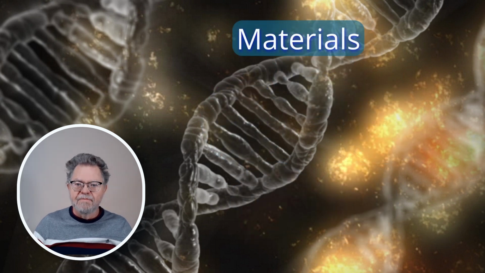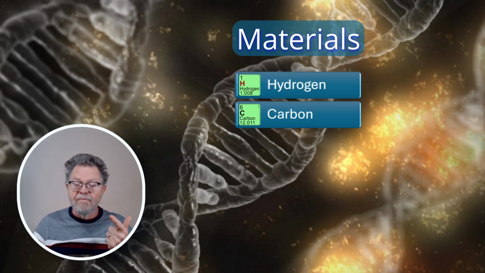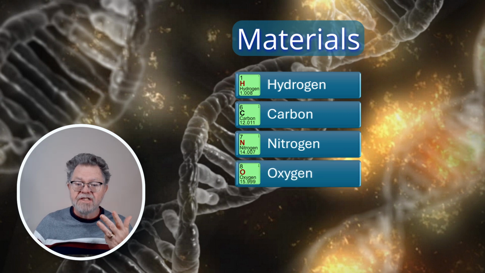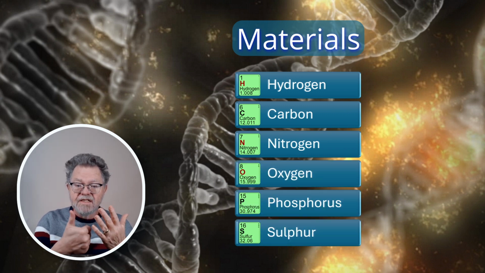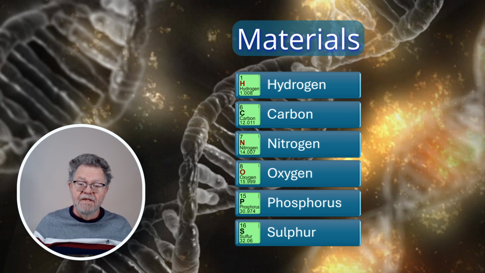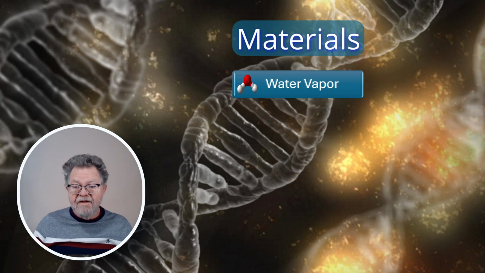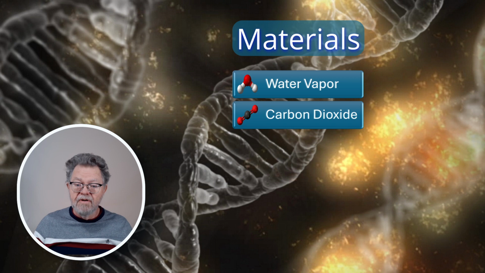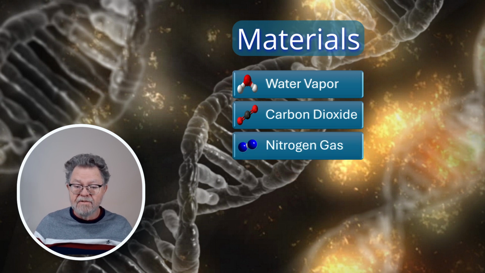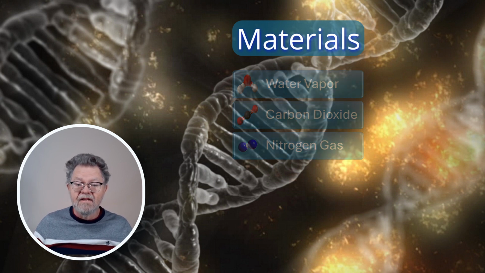First, the materials subsystem. The simplest form of life requires just 6 kinds of atoms: hydrogen, carbon, nitrogen, oxygen, phosphorus, and sulfur. That's it. This is a much simpler list than what our probe required. In fact, hydrogen and oxygen, water vapor, carbon dioxide, CO2, and nitrogen gas, N2, are abundant in the air.